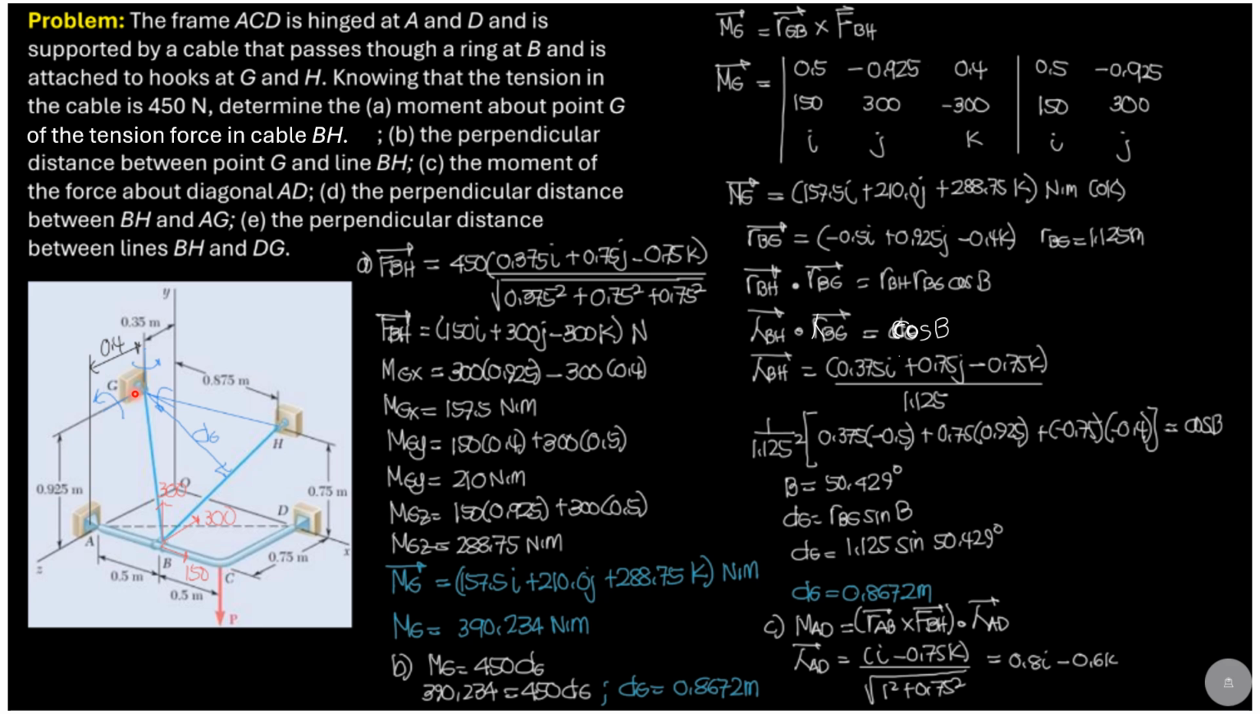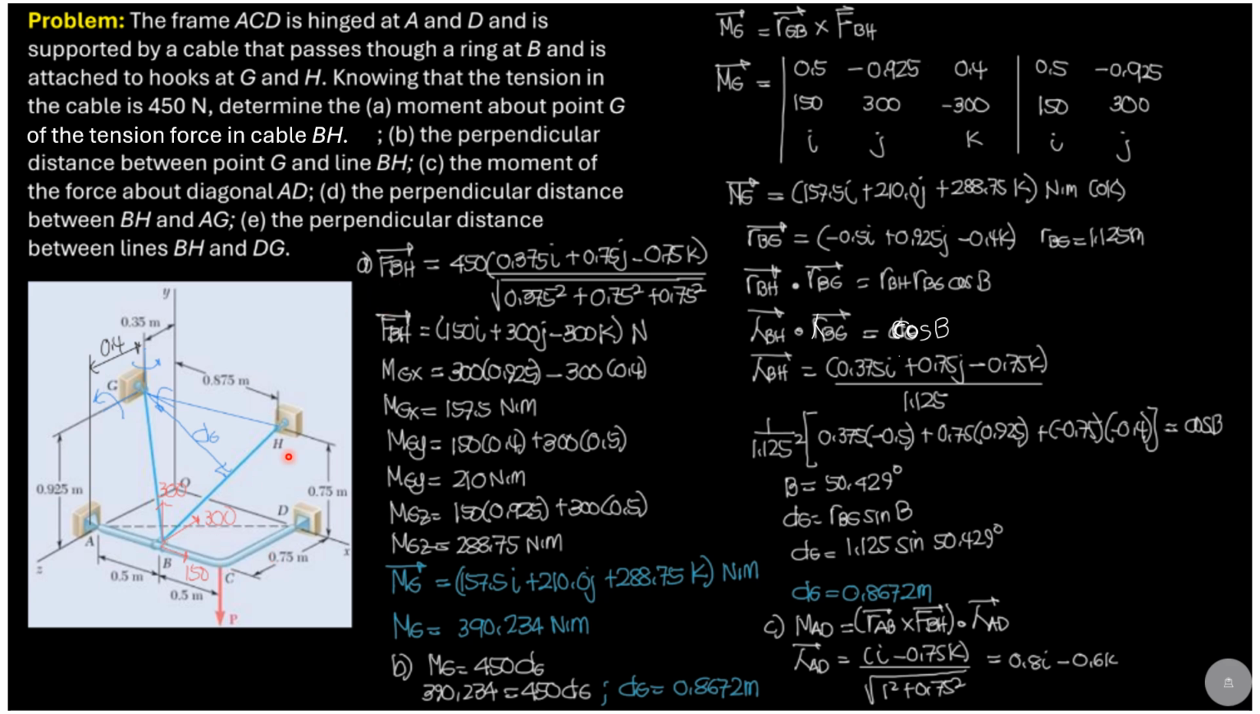Then letter C, the moment of the force about diagonal AD, the moment of a force about an inclined axis. And letter D, the perpendicular distance between BH and AD. So this is AD. And the perpendicular distance between lines BH and DG later. So first, let's define the vector F_BH.